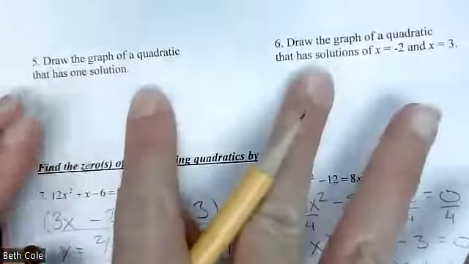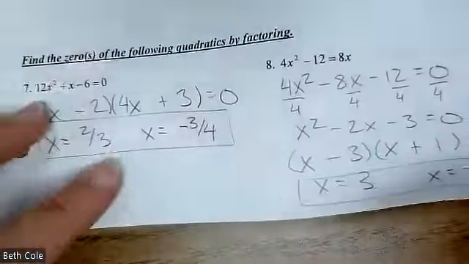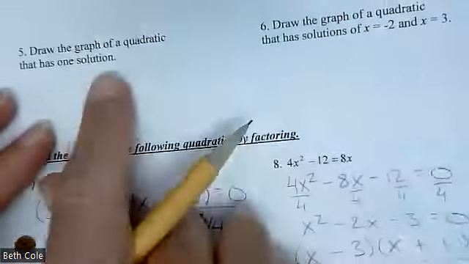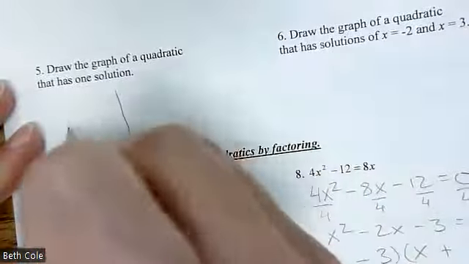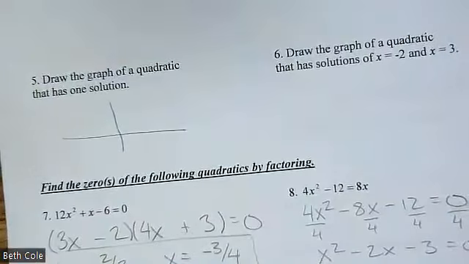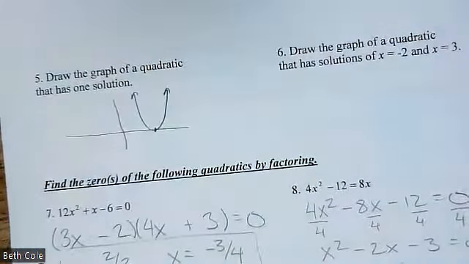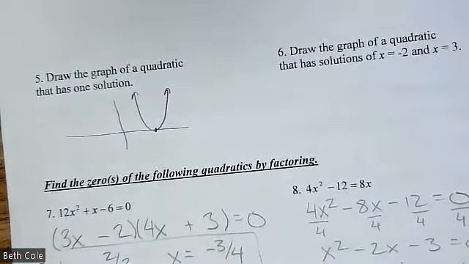Could you draw, can we go back to 5 and 6 for a second? Because those are really simple ones I don't want you to miss. Draw a quadratic that has one solution. That means it has to touch the x-axis once. So like this. That's it. I don't care where, as long as it's once.